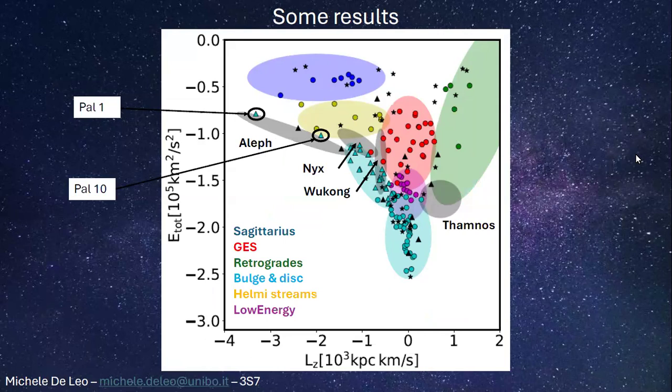Some other clusters that I'm looking at are some of the Palomars. As you can see, there is a new structure, which is the Aleph, which is very prograde over there. And there are some clusters that were assigned years ago to the disk, but now there is a building consensus that there might be another structure called Aleph. So these clusters might belong to the Aleph and not the disk.